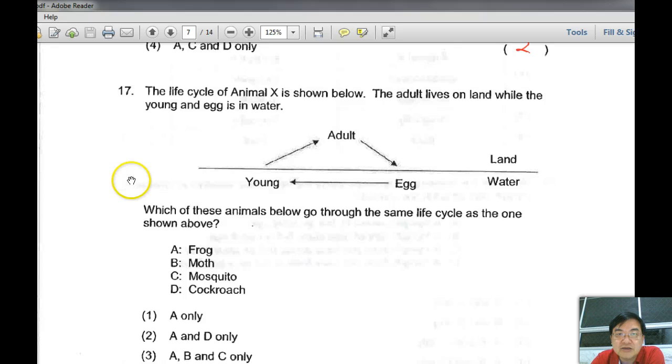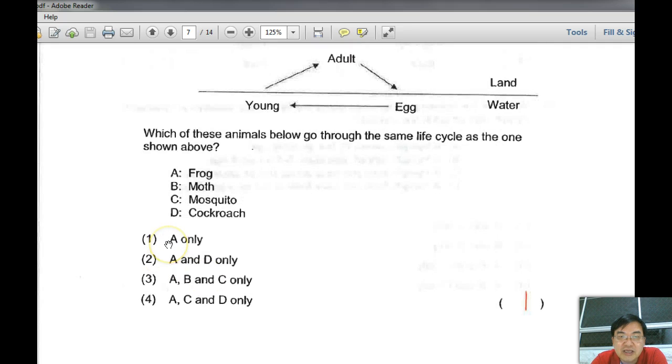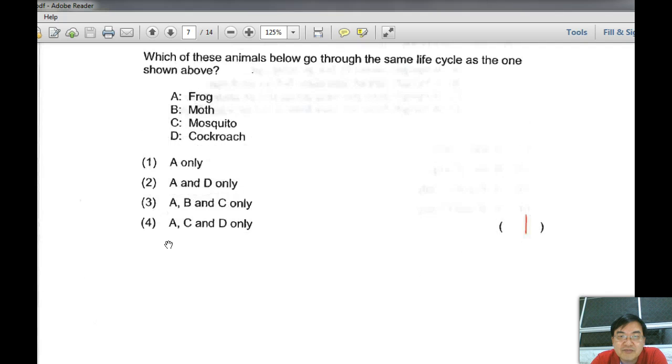Next, the life cycle of an animal is shown below. The adult lives on land while the young and the egg are in the water. So look over here. Now this is only a 3-stage life cycle. Which of the following below goes through the same life cycle as the one shown? Okay, definitely not the moth. Not the mosquito, because mosquito has 4 stages, right? So the answer is A, right? Only the frog. Next.